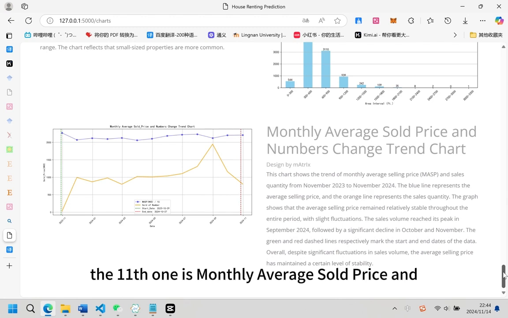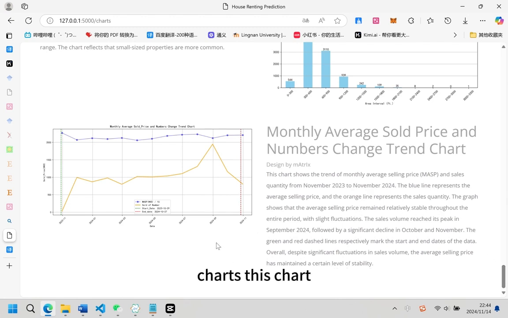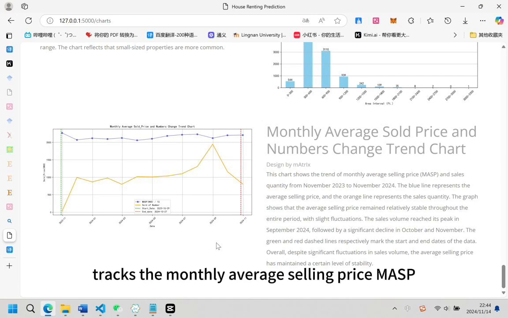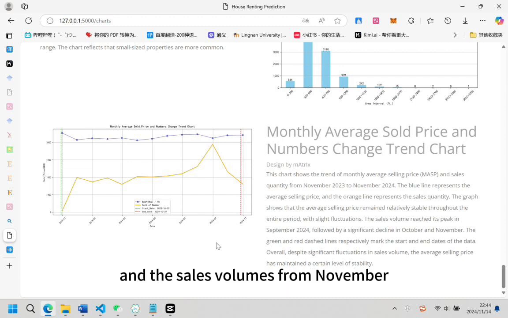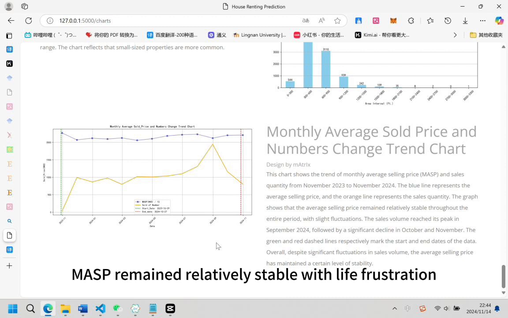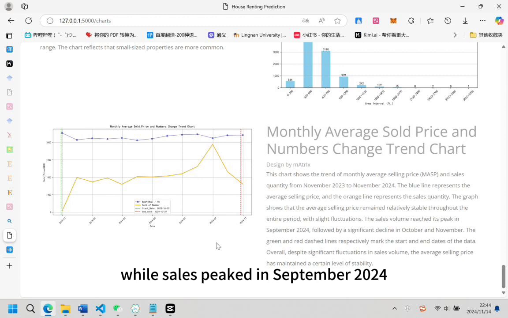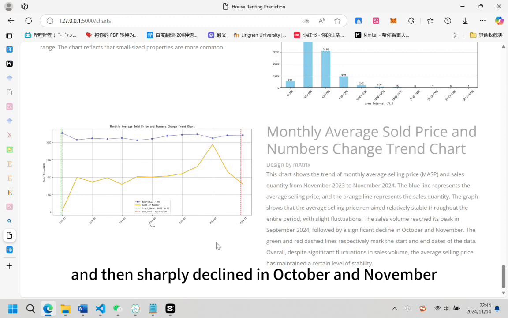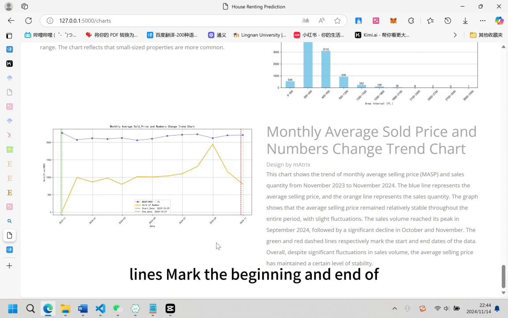The 11th one is monthly average sold price and numbers change trend chart. This chart tracks the monthly average selling price (MASP) and the sales volumes from November 2023 to November 2024. The blue line represents MASP and the orange line represents sales volume. MASP remained relatively stable with slight fluctuation, while sales peaked in September 2024 and then sharply declined in October and November. The green and red dashed lines mark the beginning and end of the delta cycle. In summary, despite fluctuations in sales volume, MASP remains stable.